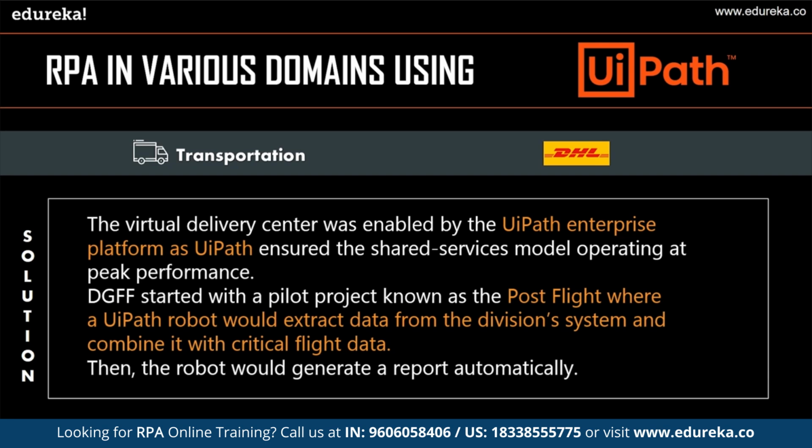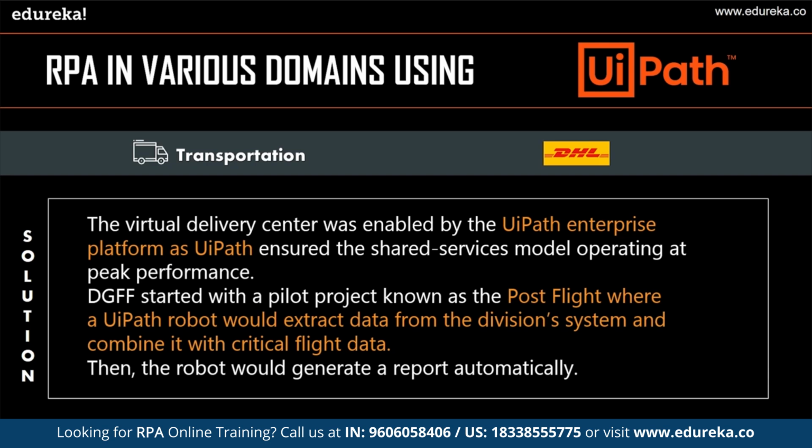DGFF started with a pilot project known as the POST, where a UiPath robot would extract data from the division system and combine it with critical flight data. After that, the robot would automatically generate a report. Before the company came up with this solution, it had to put around 30 people to complete the same process. But now, after UiPath has helped them automate, 15 of the employees are moved to more rewarding and higher value work, and the rest are managing the activity based exceptions to lead to better customer services.